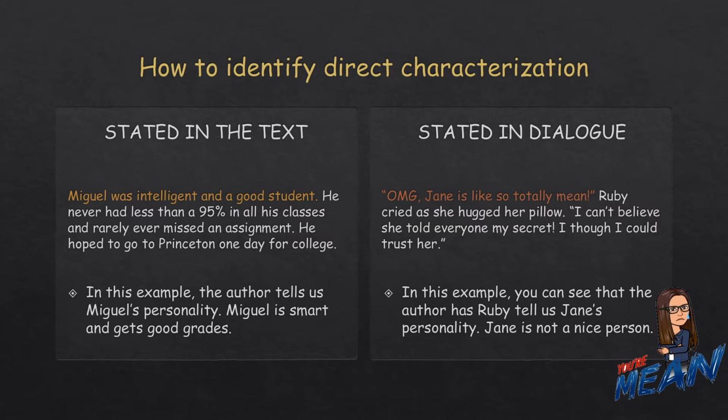The author might also state a character trait by using dialogue. Another character will describe the person while they're speaking. So for example, "OMG, Jane is like so totally mean," Ruby cried as she hugged her pillow. "I can't believe she told everyone my secret. I thought I could trust her." In this example, you could see that the author has Ruby tell us Jane's personality. Jane is not a nice person.